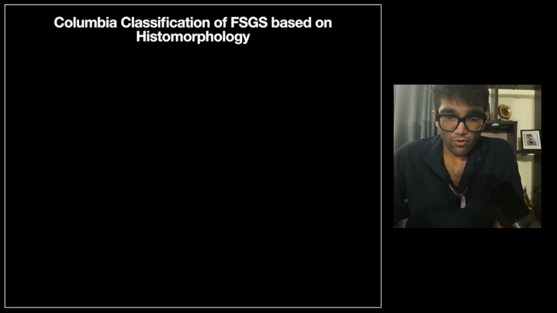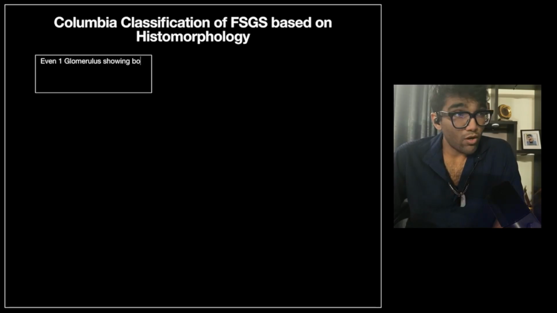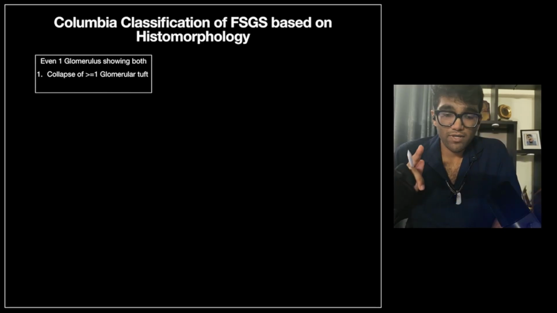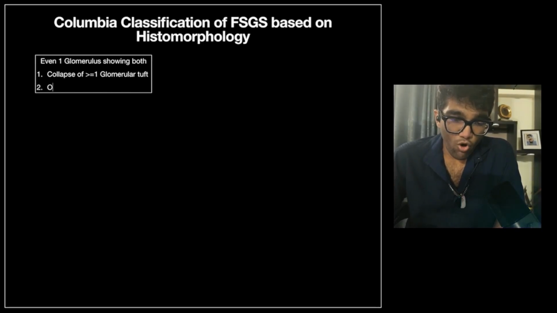Okay. Now, actually, FSGS is classified morphologically using a classification system called the Columbia classification, and this was originally published in 2004. And this is how the classification system works. Even if one of the glomeruli that you see under the microscope shows a collapse of even one glomerular tuft, one single glomerular tuft, and overlying podocyte hypertrophy, actually, it shows both this collapse and proliferation of overlying podocytes.